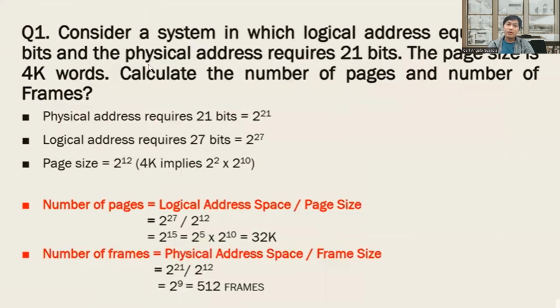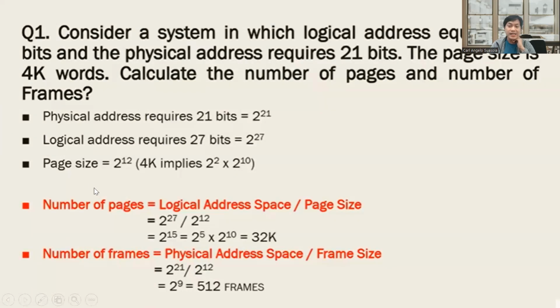So consider also this question here: consider a system with logical address equal to 27 bits and the physical address requires 21 bits. So the page size is 4K words. Calculate the number of pages and the number of frames. So given here is a physical address that requires 21 bits, which we can convert into 2 to the power of 21, and logical address requires 27 bits. So this is equal to 2 to the power of 27.